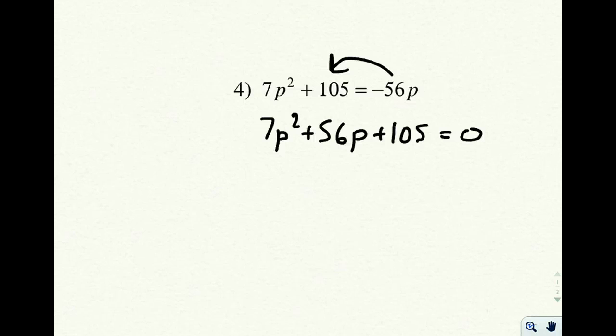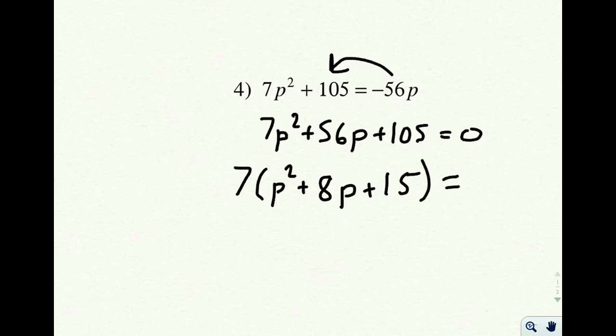That 0 is very important. If there's anything you can factor out right away, that's always a nice idea. So in this case, if we could divide all 3 of these terms by 7, that would be helpful, and I believe we actually can. 56 divided by 7 would be 8. 105 divided by 7, I believe, would be 15. So let's do that. Let's take a 7 out front, and when we divide everything out, 7p squared becomes just p squared, 56p becomes 8p, and 105 becomes 15. Still equal to 0.